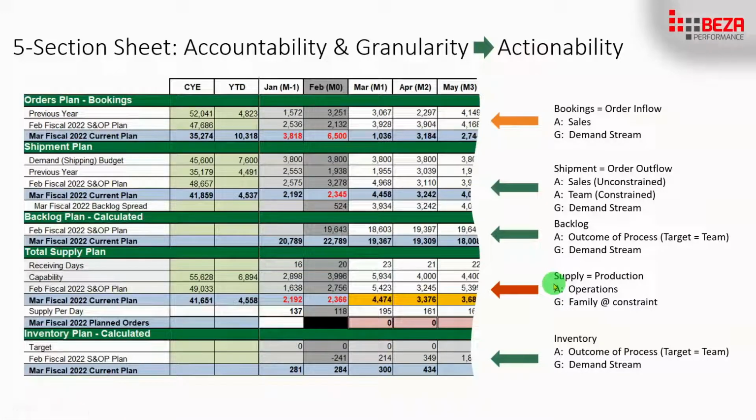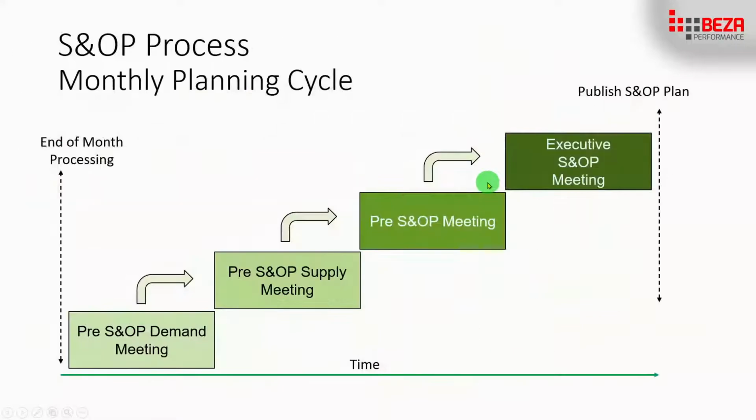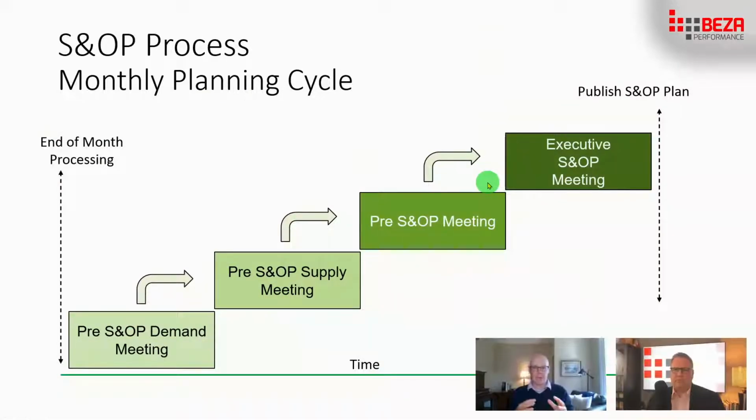Hopefully that gives you a sense of how it ties to the model and the data, how we look at the S&OP process. I thought what I would also do then is quickly talk about accountability as it relates to the monthly process. This should be fairly clear.